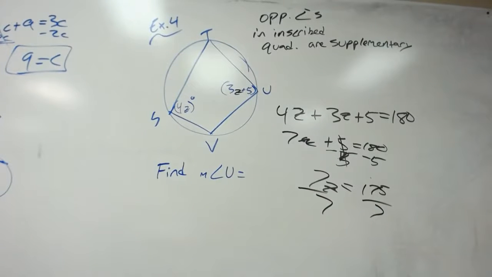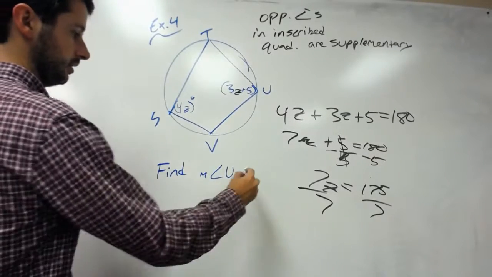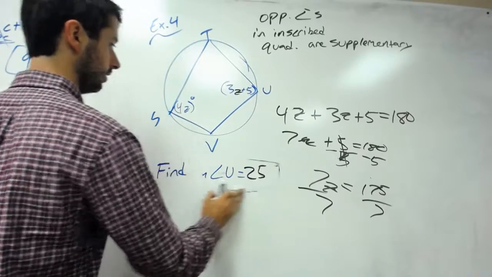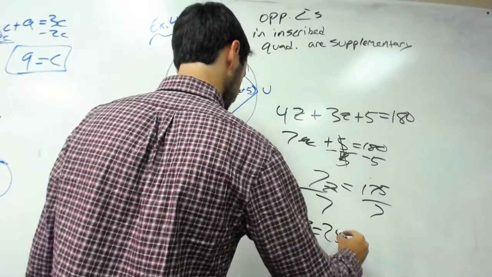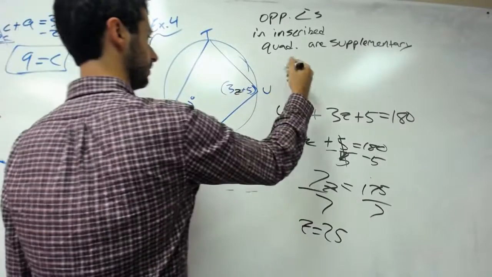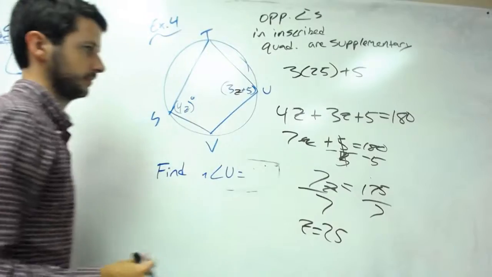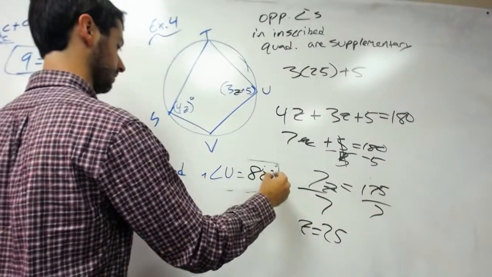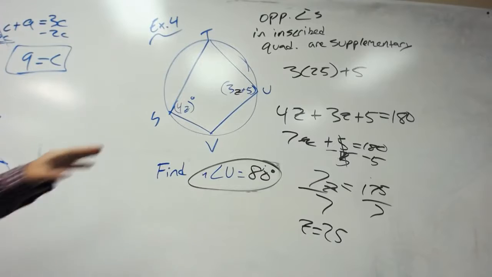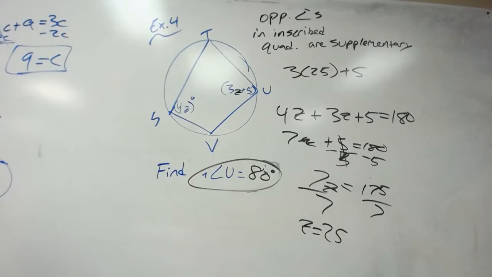175 divided by 7, you would get 25. Sorry, 25 would be Z. But it wants to find the measure of angle U, so we simply plug it in here. 25 times 3 plus 5. So 75 plus 5, 80 degrees would be your angle for U. And that's how you do inscribed quadrilaterals. Opposite angles are supplementary. And that is the end of lesson 47.